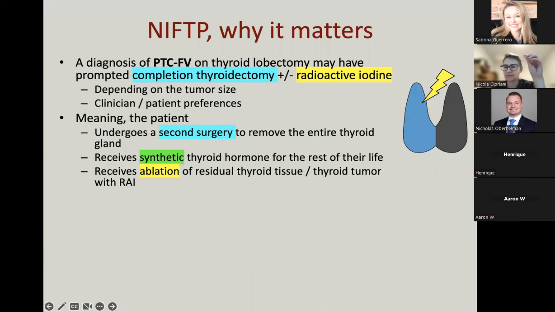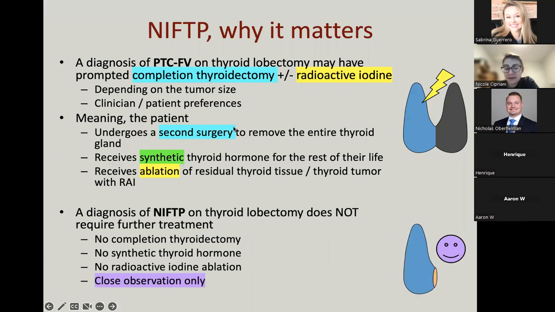Yes. Awesome. Thank you. So now on a diagnosis of NIFT-P, the patient does not have to undergo completion thyroidectomy or radioactive iodine ablation, just close observation. Whereas in the past, the diagnosis of carcinoma would likely have prompted completion thyroidectomy, maybe radioactive iodine, Synthroid, et cetera. So really good for patient care and quality of life.